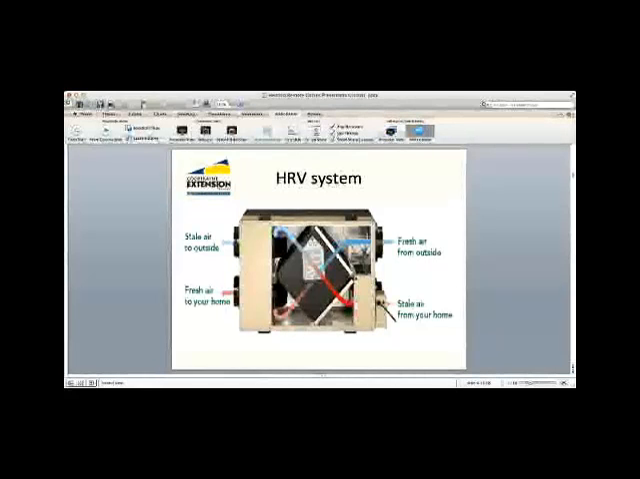The other problem with an HRV system, or not problem, but I guess design consideration, is that HRV systems are designed to then have ducts go to different parts of the house, into different rooms and such.